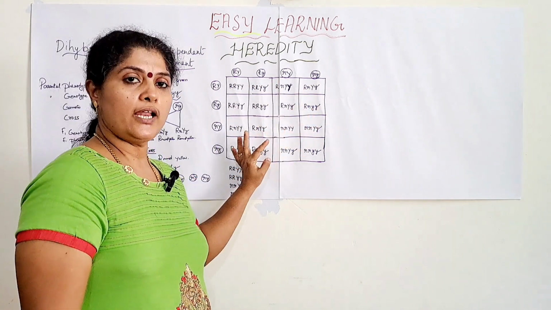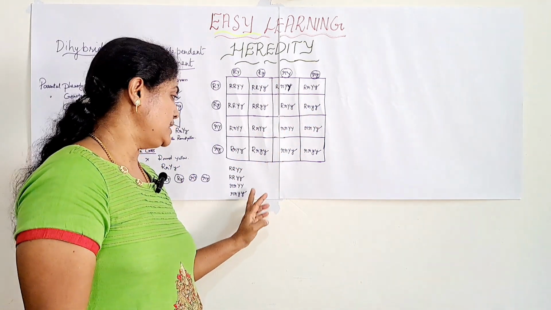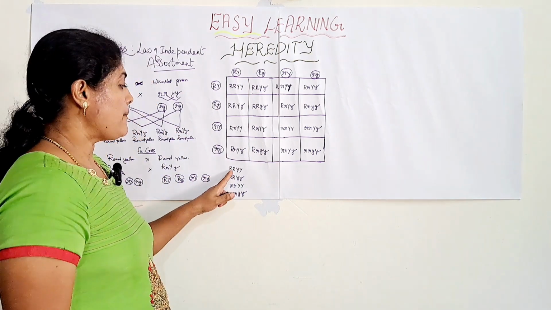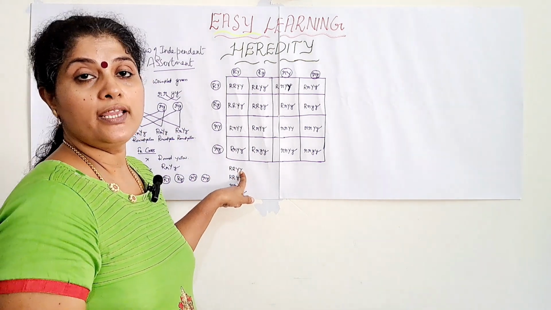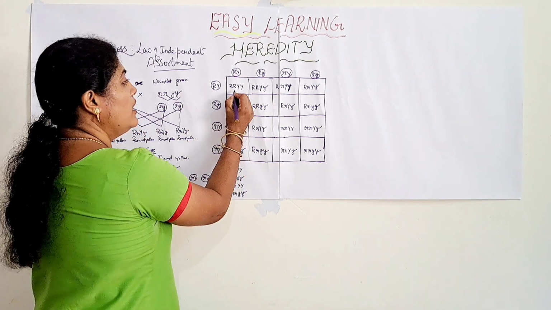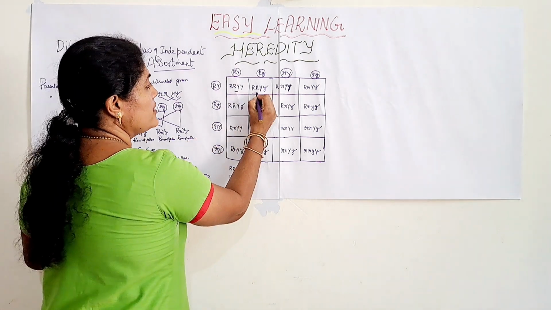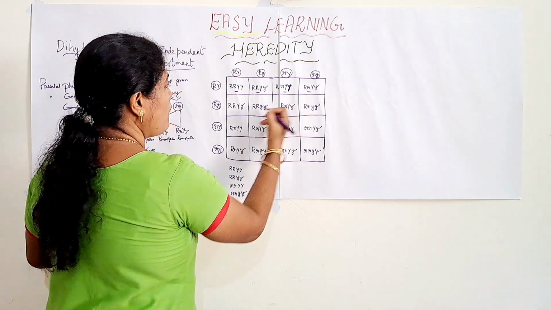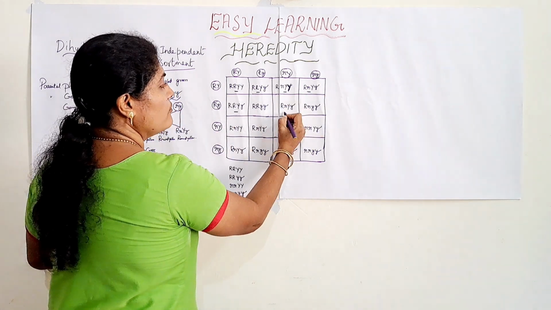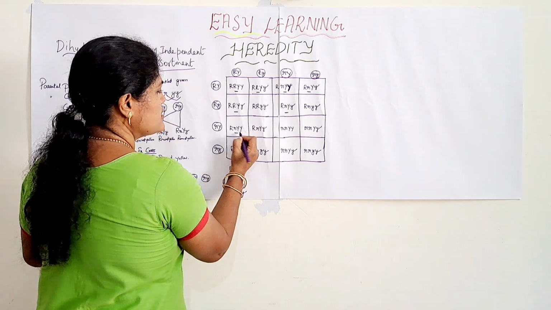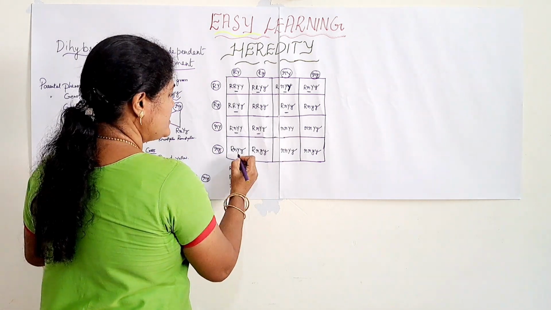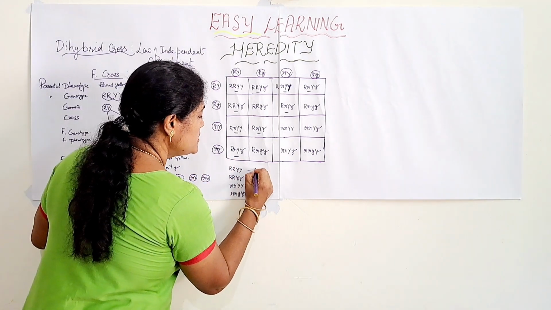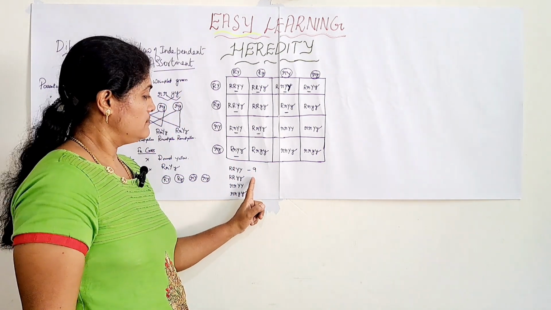Now we will count and see how many seeds he has got in the F2 generation. So this capital R, capital Y is round yellow seeds. So here round yellow, here it is there. This 3, 4, 5, 6, 7, 8 and 9. So, he got 9 seeds.